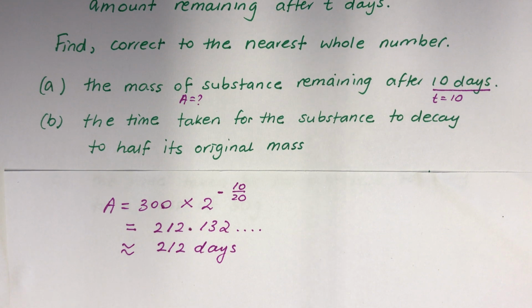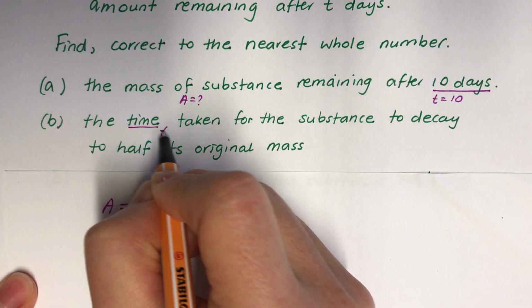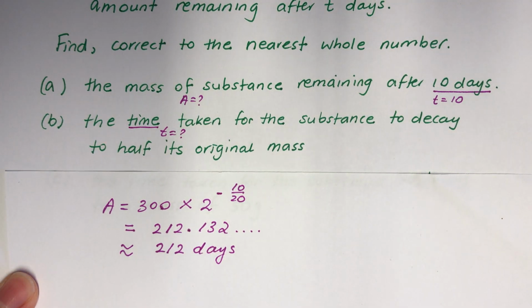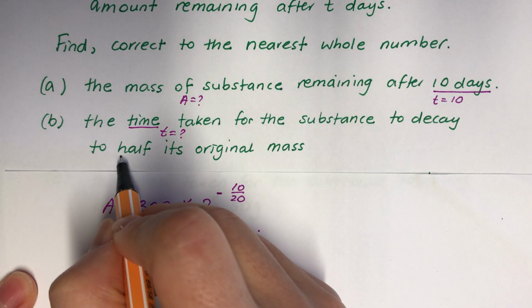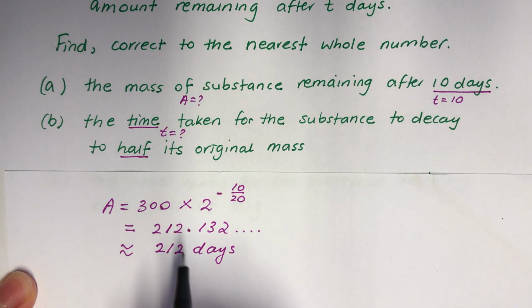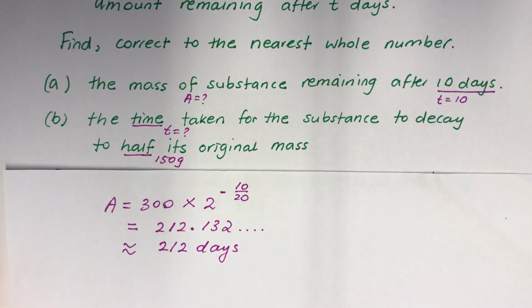So the time taken for the substance to decay to half its original mass. So time, it's the one that we have to look for. So I'm going to underline it and put a question mark. That's what I have to do. And then half of its mass. So what was it? 300 grams originally. So I want it to be 150 grams.